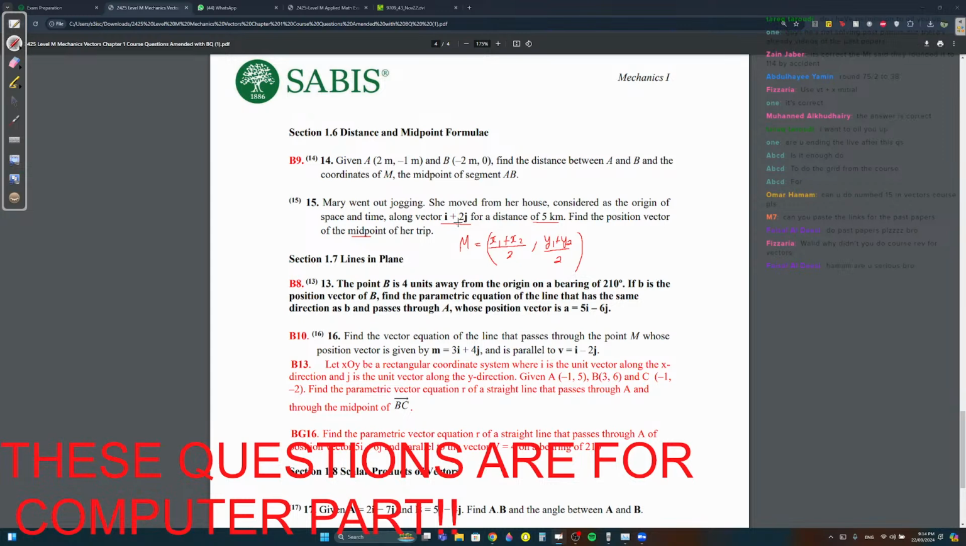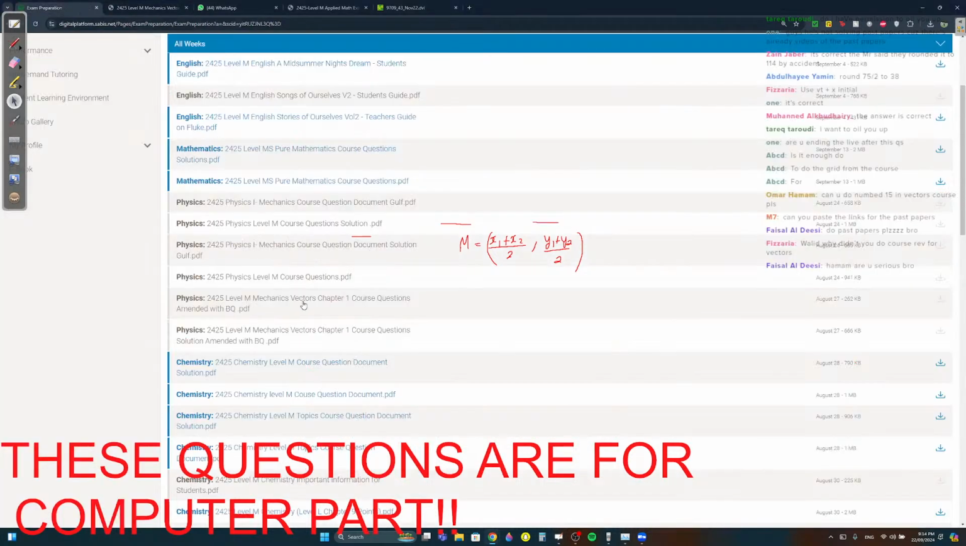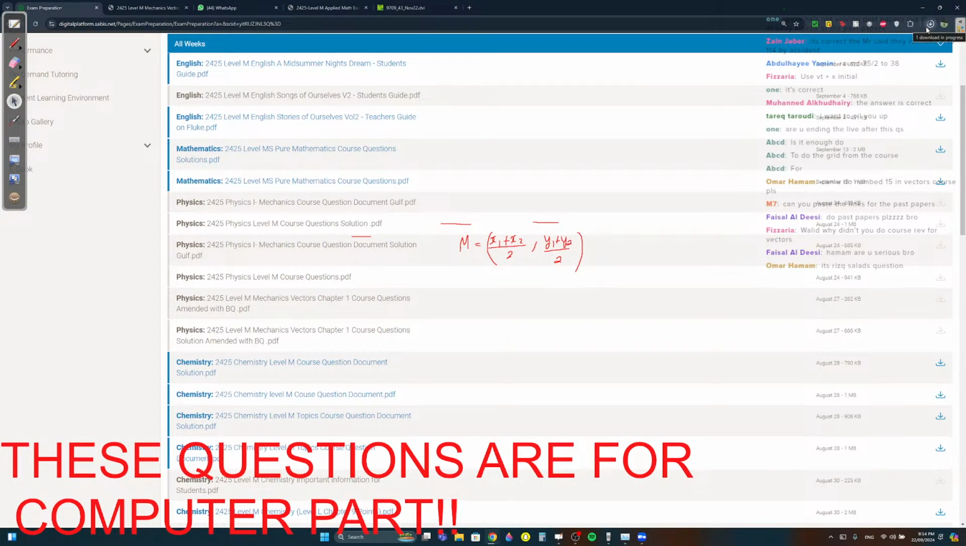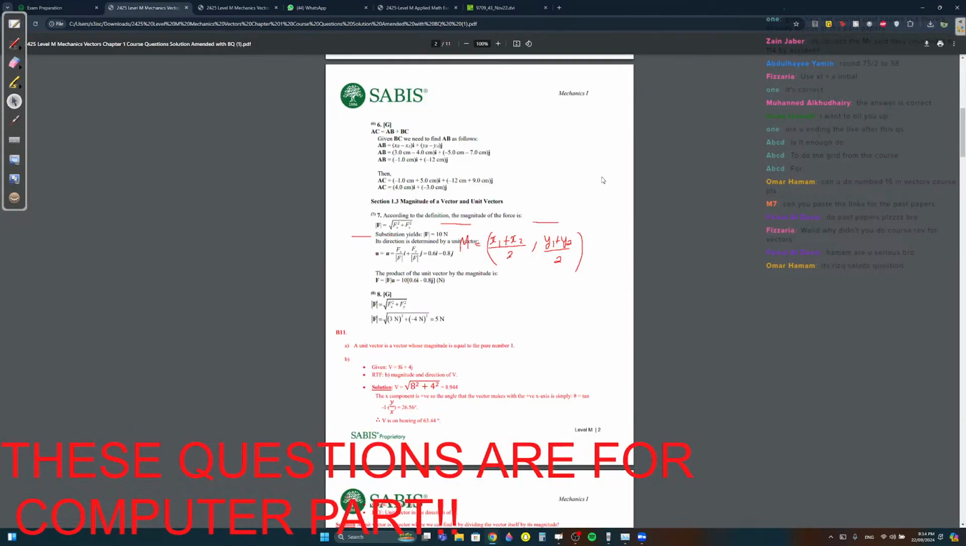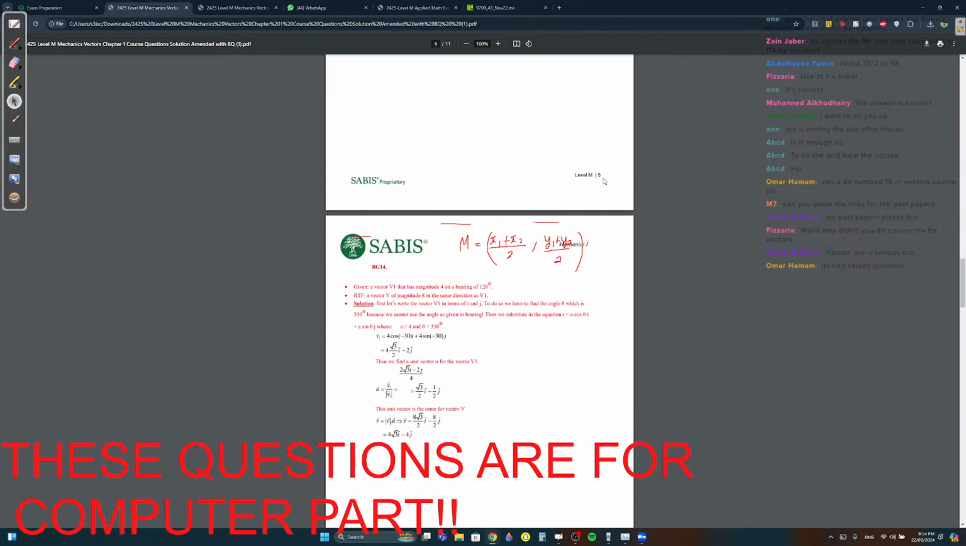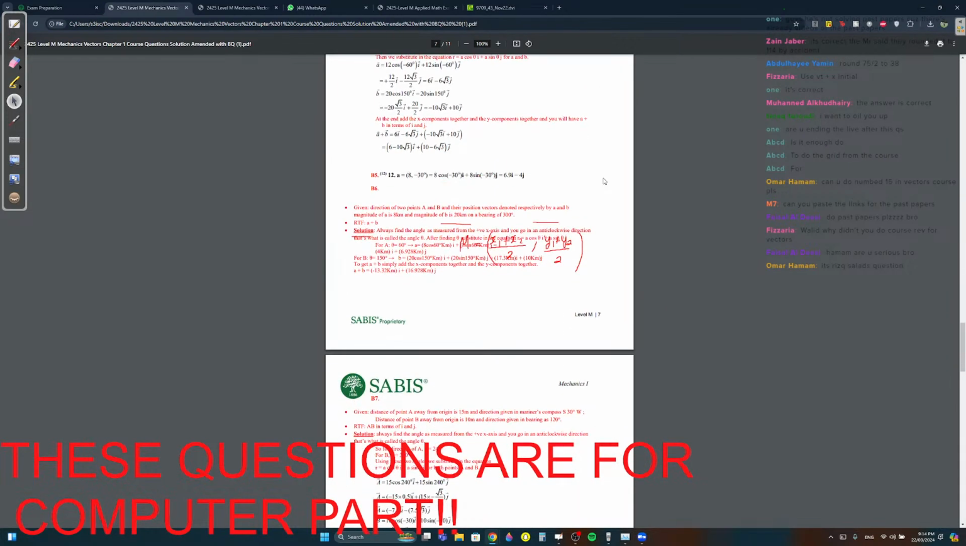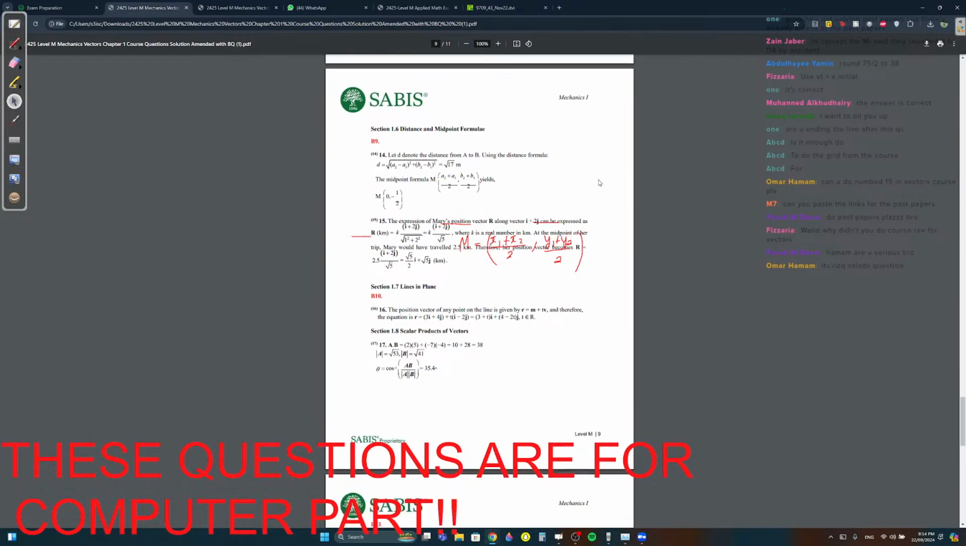So she went along vector I plus 2j for a distance of 5 kilometers. I think the distance, meaning the magnitude of this, should be 5, or what? Wait. Let me open the solution, so I don't say something that's wrong and then get it wrong. Okay, 15. Okay, yeah.